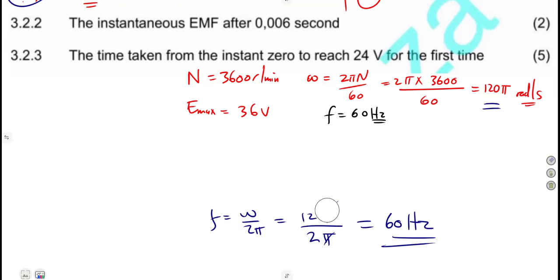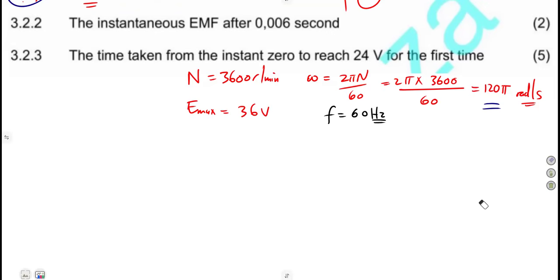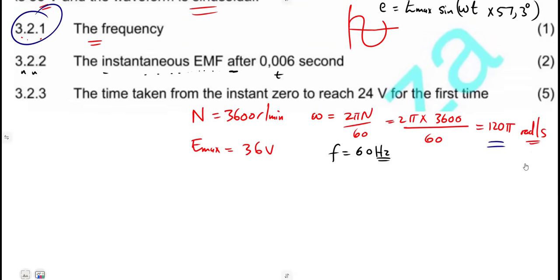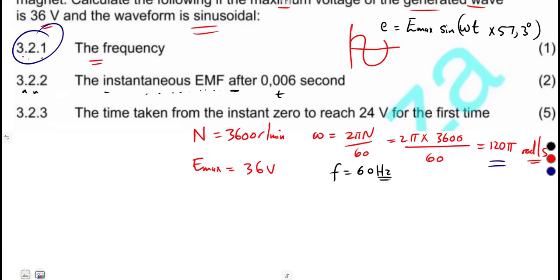Okay, let us move on to the other part of the question, which is to determine 3.2.2, the instantaneous EMF after this time. All right, instantaneous value, as we have got our instantaneous equation, as we are given a sine wave. So that's our E is equal to E max. We're just going to substitute what we are given, in degrees. Let's just calculate this because we've got the time, substituting directly from the formula.